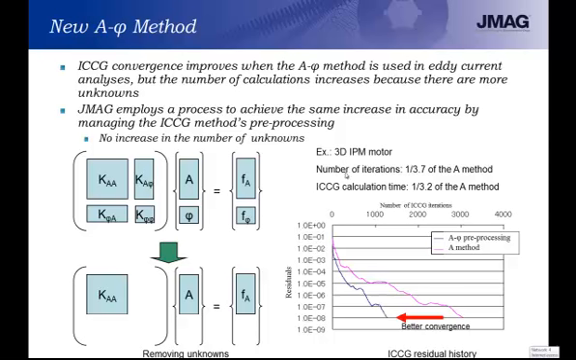In a 3D IPM motor, the number of iterations is about 1/4 of the A method when we use the A5 method, and the ICCG calculation time is about 1/3 of the actual time that the A method would use. So we can see we get better and faster convergence with the A5 method as compared to the A method.